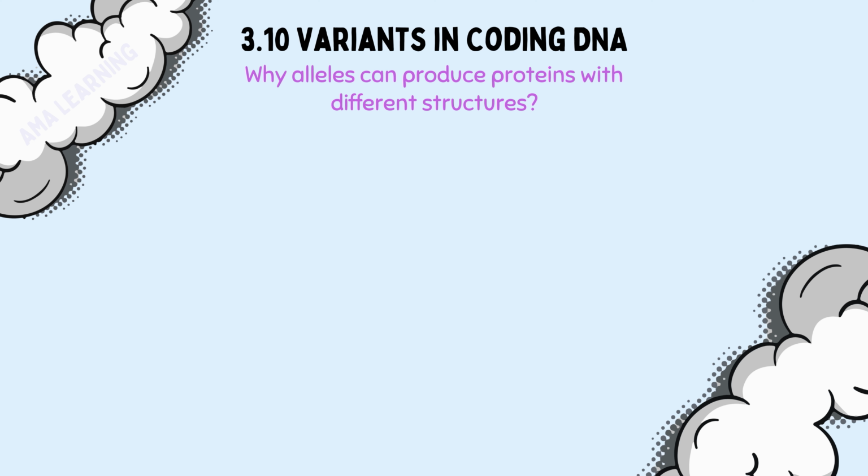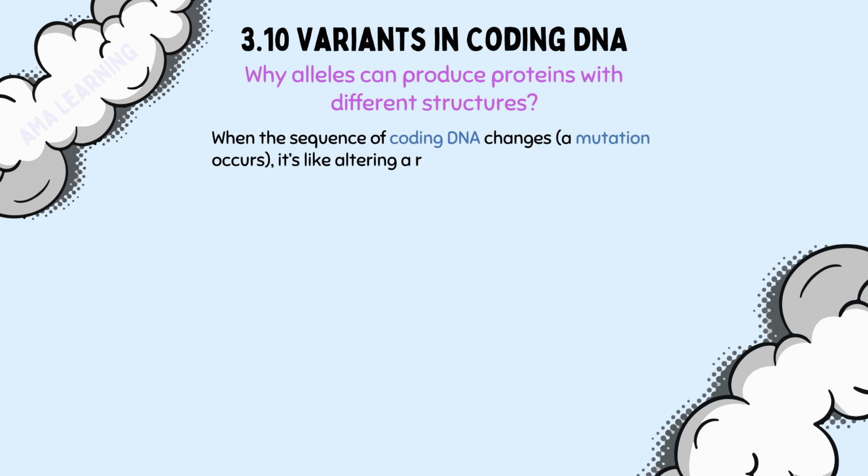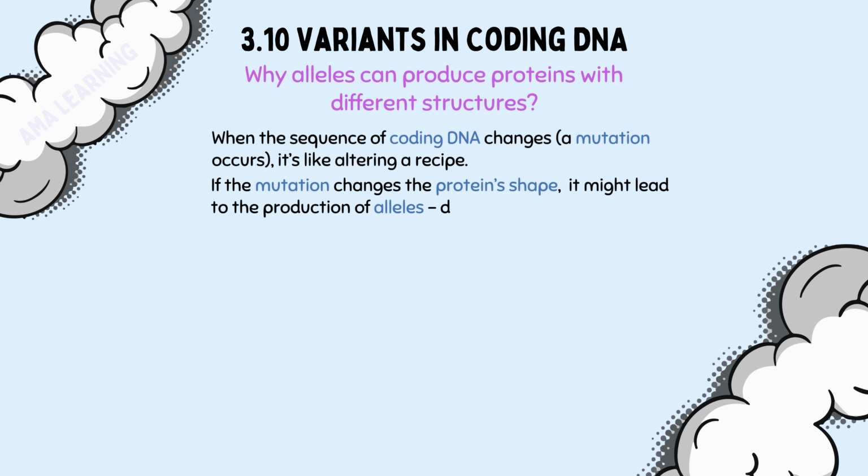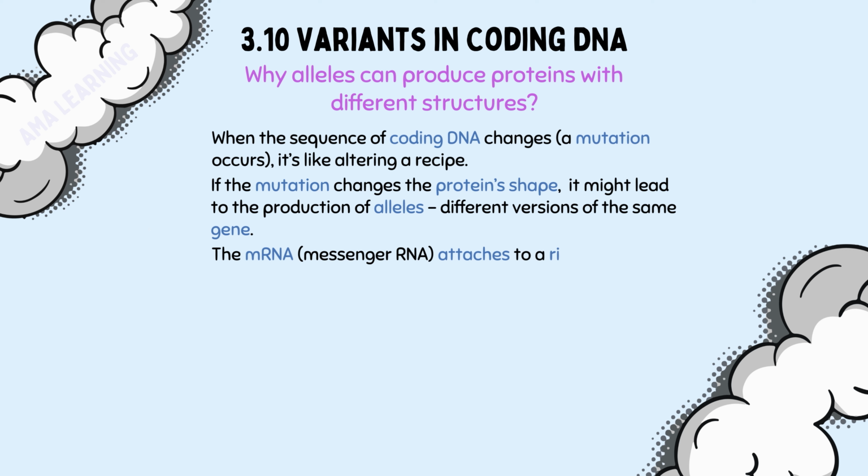We know from our learning that when the sequence of coding DNA changes, a mutation occurs. It's like altering a recipe. If the mutation changes the protein shape, it might lead to the production of alleles, different versions of the same gene. We also know from 3.8b that the mRNA, messenger RNA, attaches to a ribosome.